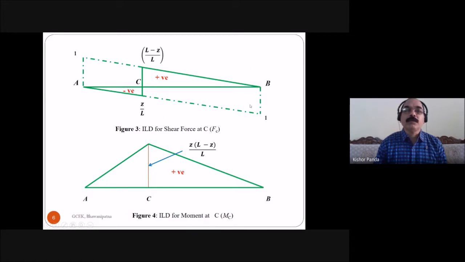Already we have discussed this in the previous class. So here this is negative shear force and this is positive shear force. The maximum negative shear force at C is Z by L, and the maximum positive shear force at C is L minus Z by L. This is the influence line diagram for shear force at C. Similarly, this is the influence line diagram for moment at C.